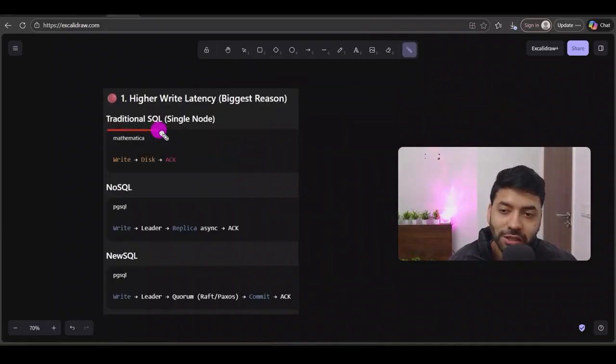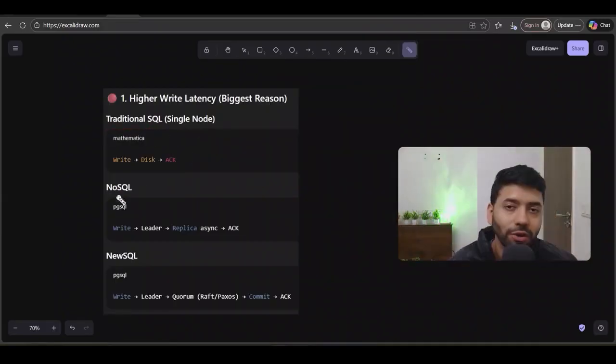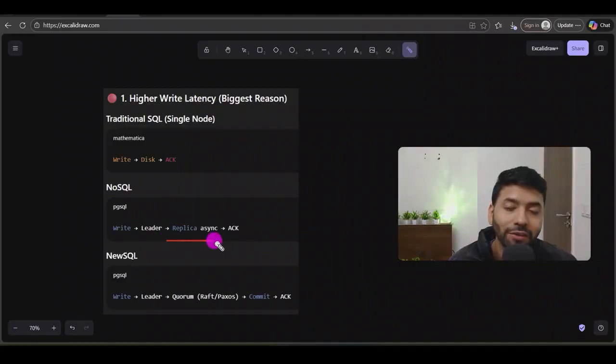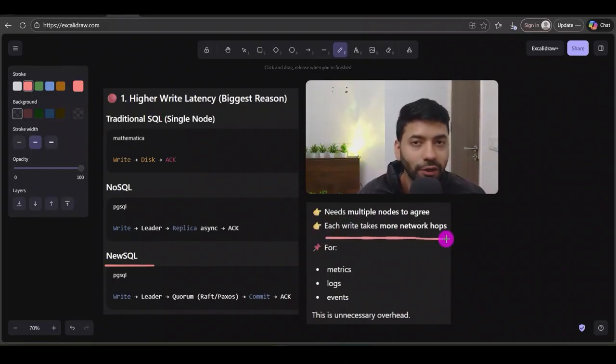So when we talk about traditional SQL, it is formed in a way that you have a single node. Okay, when we talk about NoSQL, there are multiple nodes and it handles it in a different way. Basically, we'll do replica async, which means asynchronous way. Okay, in NewSQL, in order to provide support for both SQL and NoSQL, it becomes even more complex. So in NewSQL, as there are multiple nodes, it would need multiple nodes to agree, and each write takes more network hops. So overall, the write latency will be higher in NewSQL.